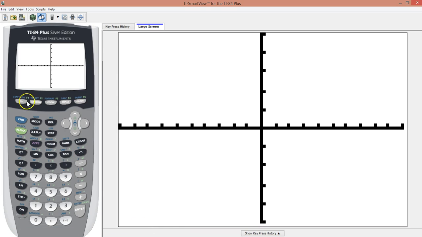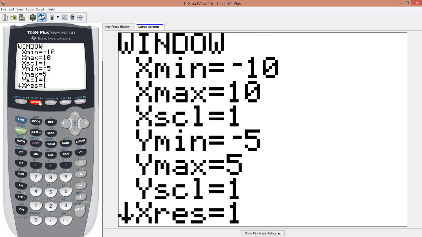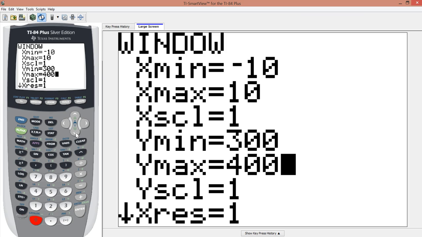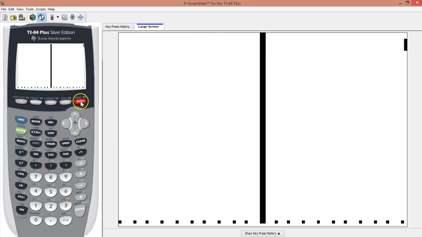So let's change this window. Instead of the y max from -5 to 5, why don't we go from 300 to 400? You have to modify it with respect to the situation. And also, what about your speed?